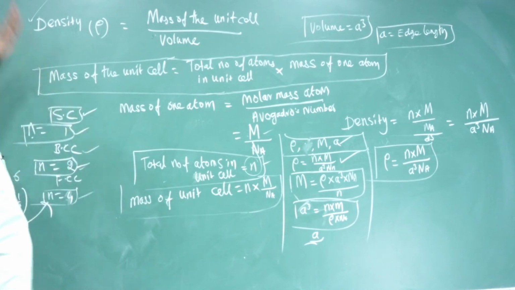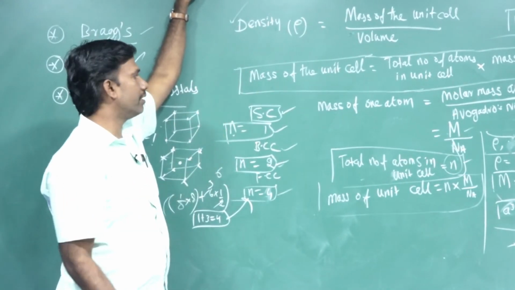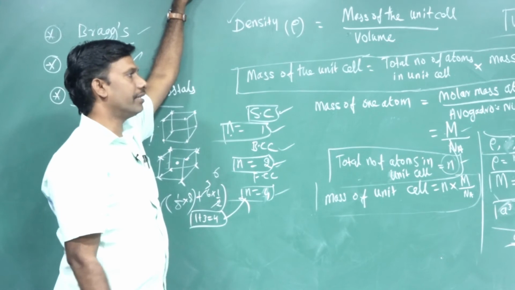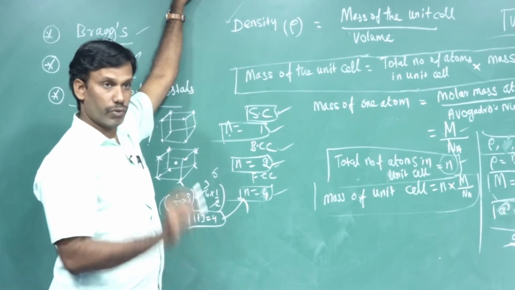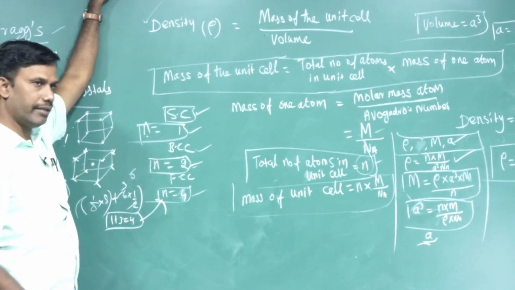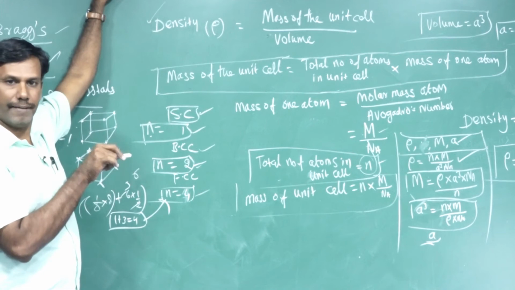Once again, we can go with the density. Density is nothing but the mass of the unit cell by volume. Volume is A cube, where A is the edge length. Mass of the unit cell is nothing but the total number of atoms in a unit cell times the mass of one atom. What is the mass of one atom? Molar mass of the atom by Avogadro number. Molar mass can be capital M. Avogadro number can be given by Na.